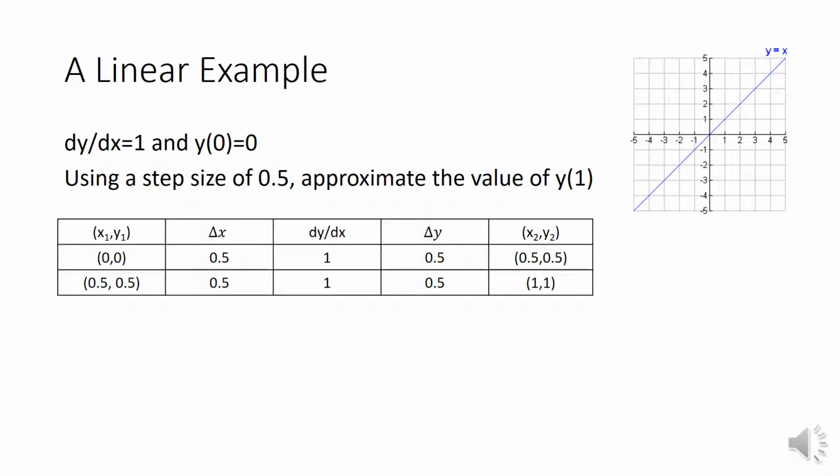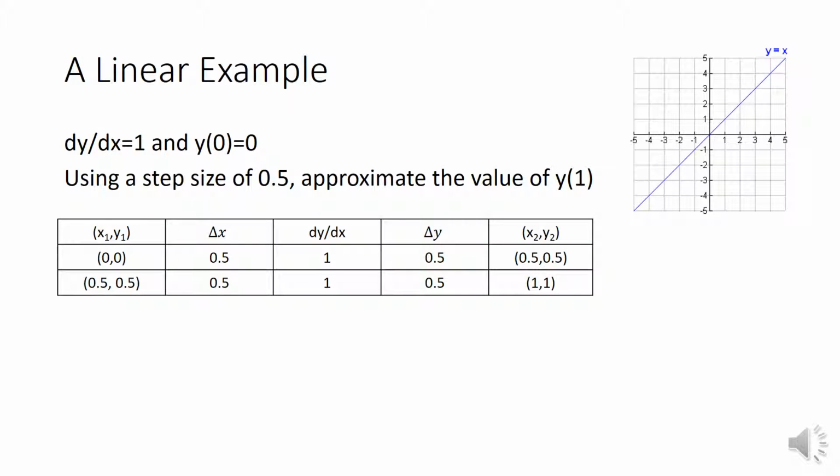So then to determine your change in y, it's a simple matter of multiplying your change in x, which is your step size, by dy/dx, which is going to approximate, in this case, exactly the slope across that interval. So you multiply those and you get a change in y of 0.5. And then it's just a matter of adding those to the initial condition, which is 0, 0, and you get your next point is 0.5, 0.5.